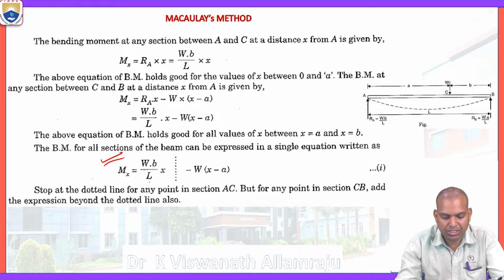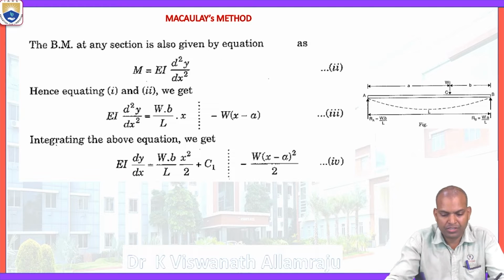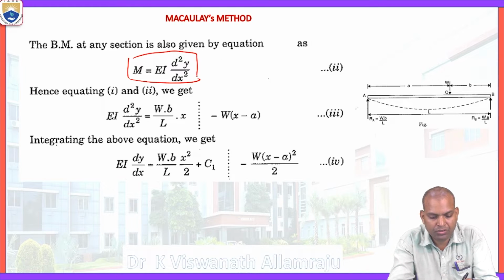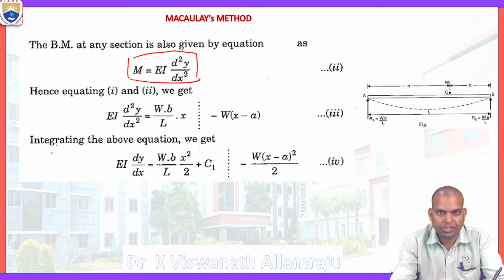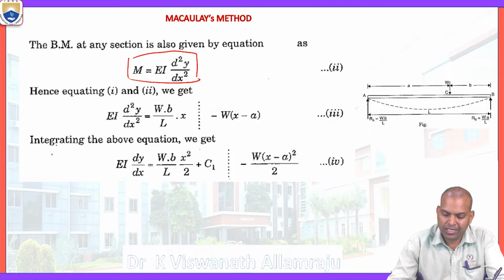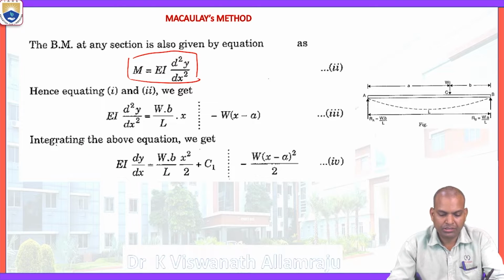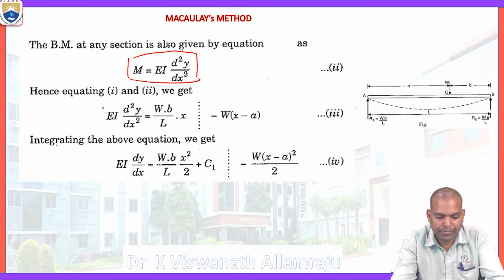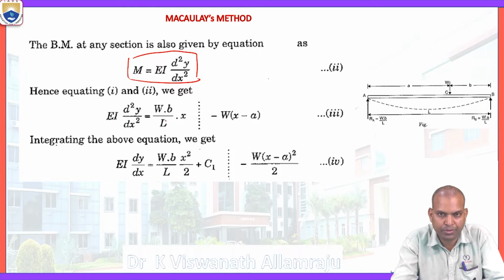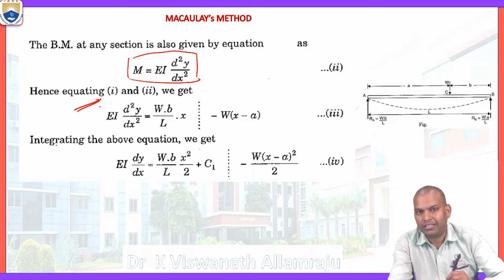Now, we know the equation of Mx at any section, that is M equal to EI times d square y by dx square. By equating 1 and 2, that is Mx and this M equation, the equation is transformed into equation 3: EI times d square y by dx square equal to Wb by L times x minus W times x minus a. Now, this is the equation we are going to integrate.